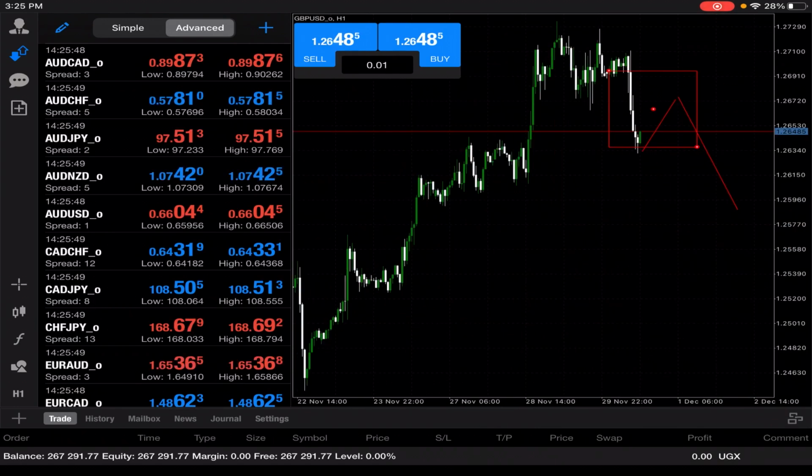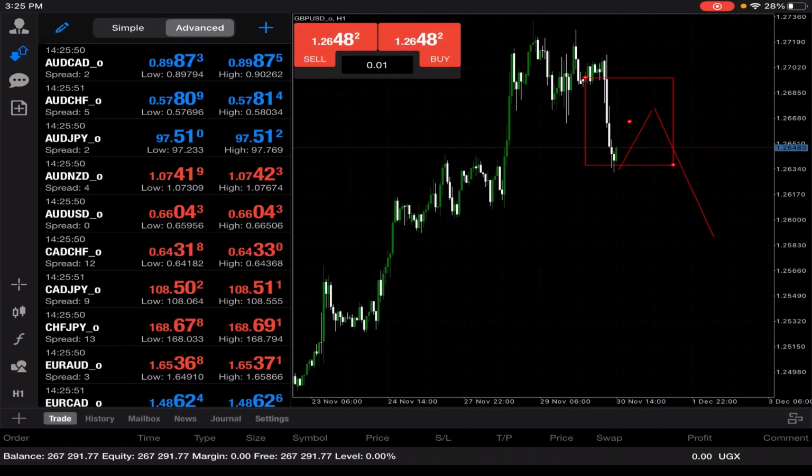So in this series we've closed with 267,000 Ugandan shillings from the 6,000 Ugandan shillings that we started with yesterday. So we are pushing this account slowly. We are using a 0.01 lot size. This is what we've gotten from the market with 60 pips, and we're going to publish this video to keep updating the followers about our progress.